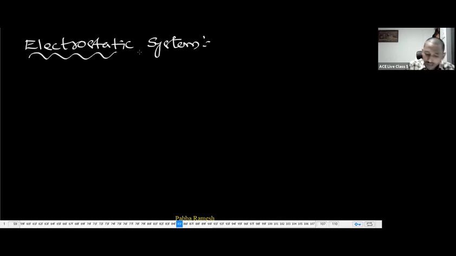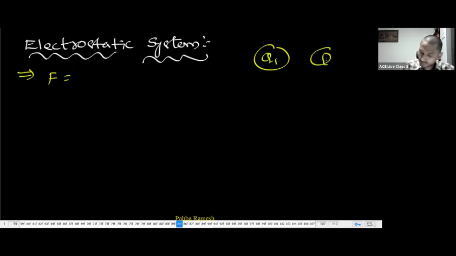Electrostatic system means what are the dimensional representations of electrostatic system? Generally, basic formula, sir, force between, suppose two charges are there, Q1 and then Q2, one is plus, one is minus, for example. Between these two, force of attraction will take place or not? Will take place. What is that force of attraction?